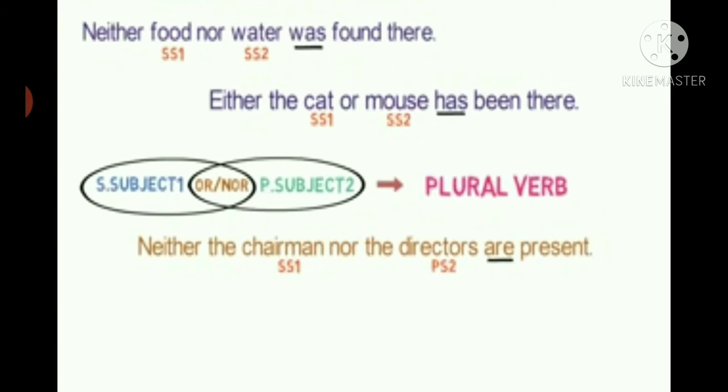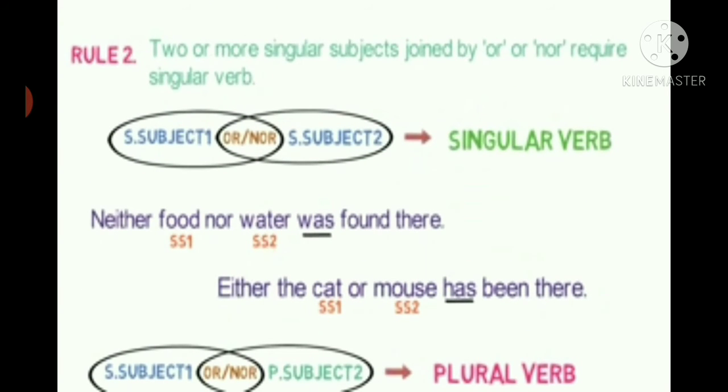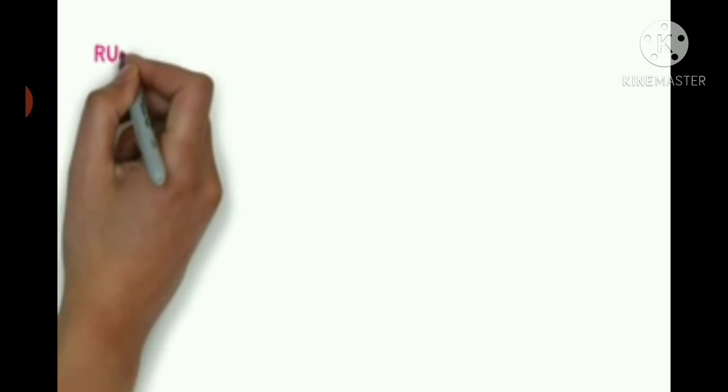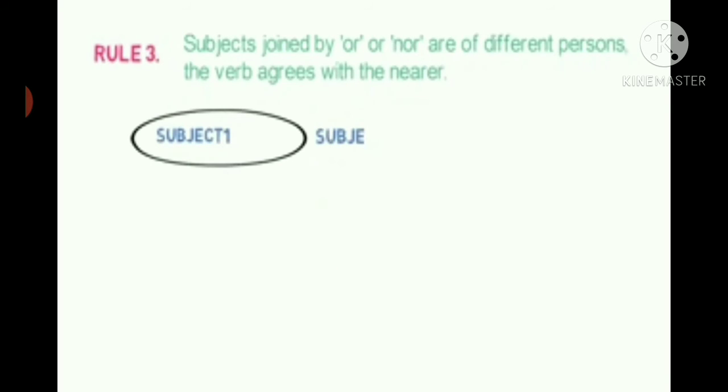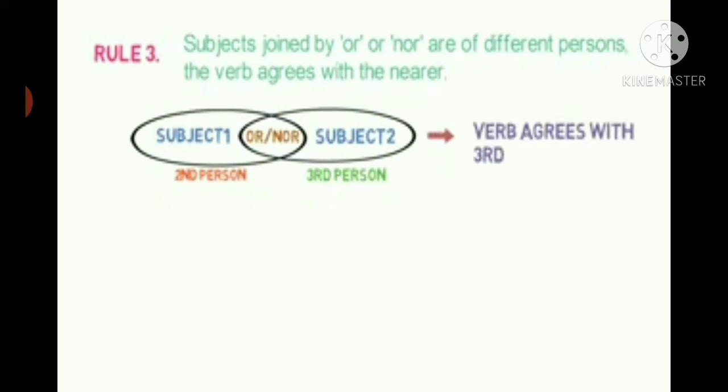Whether neither nor either or is there, no problem, but then too we have to see the subjects. If both the subjects are in singular form, then we are going to use singular form. Then if first subject singular form and second subject plural form, then we are going to use plural verb. Let's see the third rule. Subjects joined by or nor are of different persons. The verb agrees with the nearer. Now, what is the meaning of this?